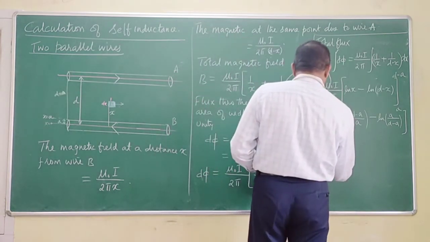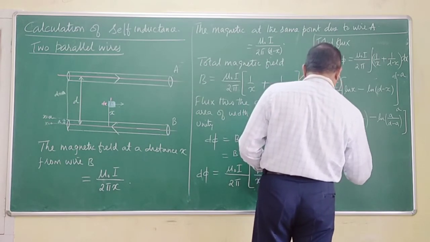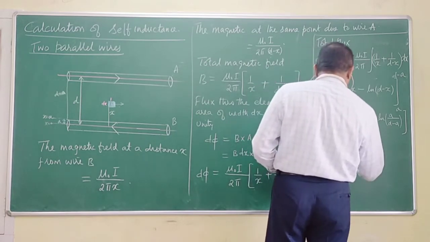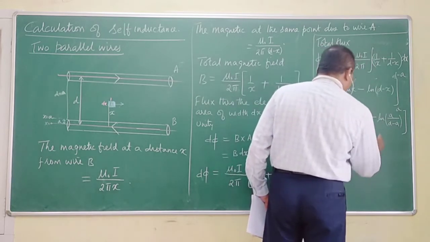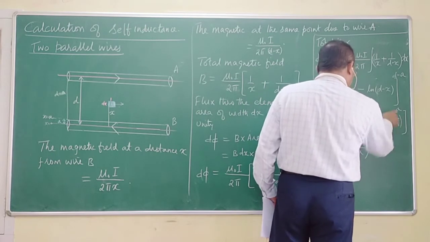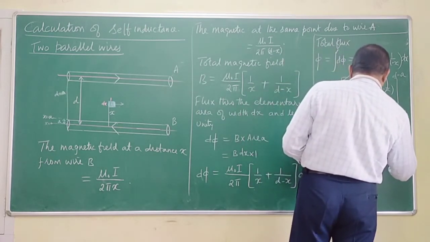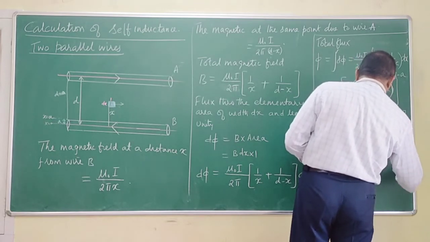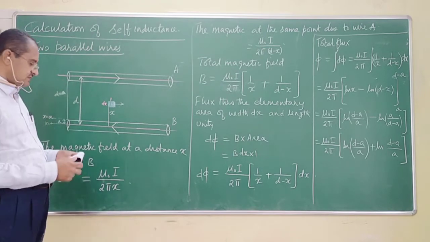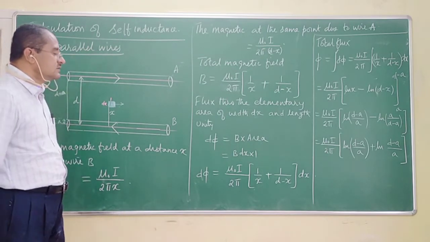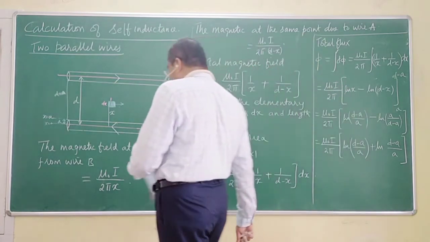Now, this can be written as mu naught I by 2 pi ln d minus a by a. In order to make it d minus a, I have to invert this. Therefore, it will become plus ln d minus a by a. So I have got the flux phi. Is that okay to you, sir?